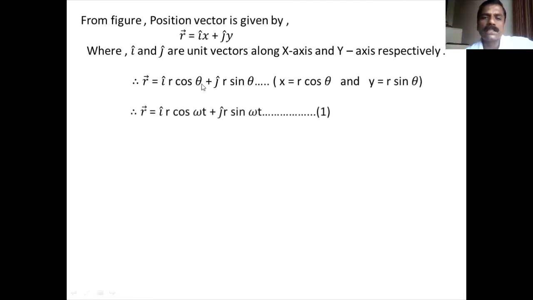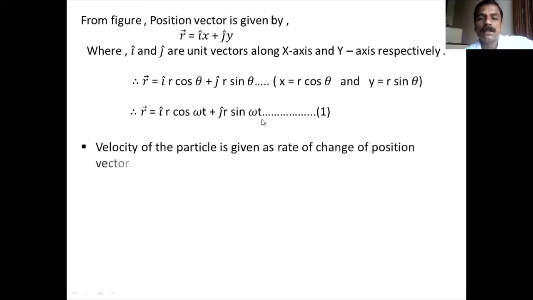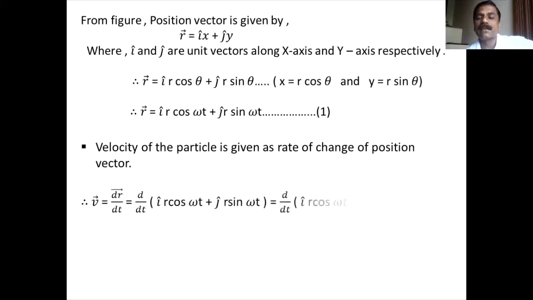Now this theta is replaced with omega t, which we have already seen. So r bar is i cap r cos omega t plus j cap r sin omega t. Say this is equation number 1. This is a very important equation for the position vector. Now we can find the velocity by taking the rate of change of position vector, means simply by taking the derivative of the position vector with respect to time.